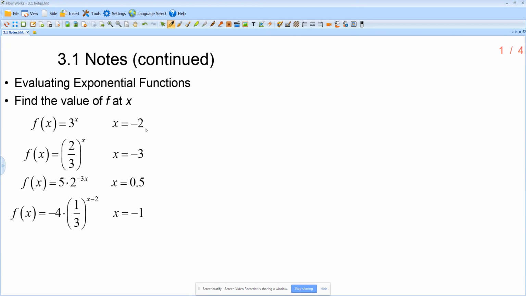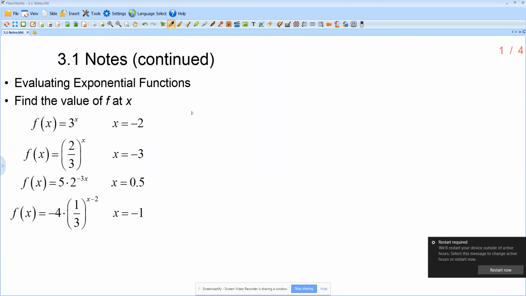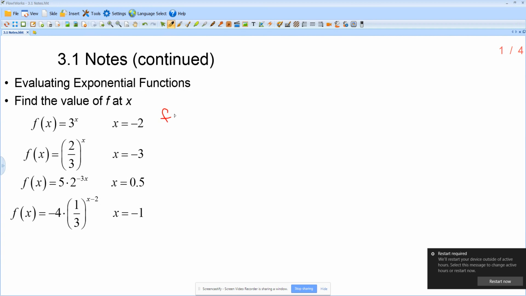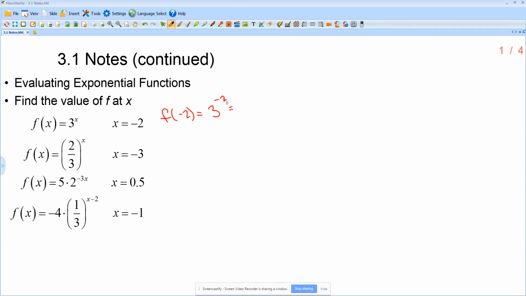Evaluating exponential functions, finding the value of f at x. If I have f of x equals 3 to the x, and I want x to be equal to -2, then when I find f of -2, I get 3 to the -2 power. When we have negative exponents, this is something that people really struggle with a lot of the time. A negative exponent means that this can be rewritten as 1 over 3 to the positive second power. So the negative in the exponent just pushes this to the denominator. And then 3 squared is 9, so this is 1/9.